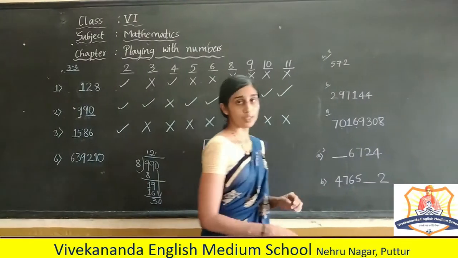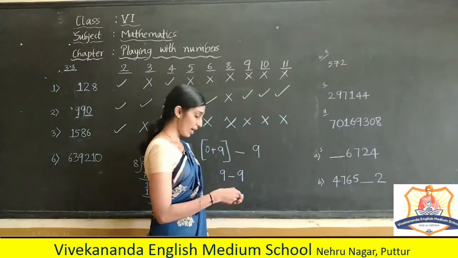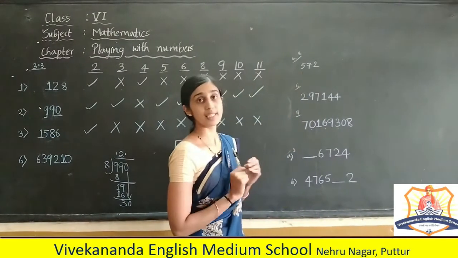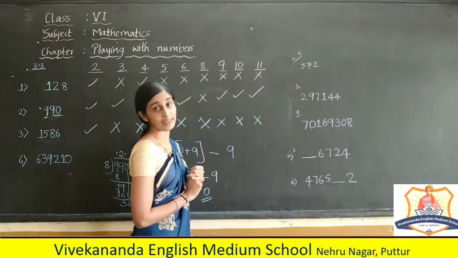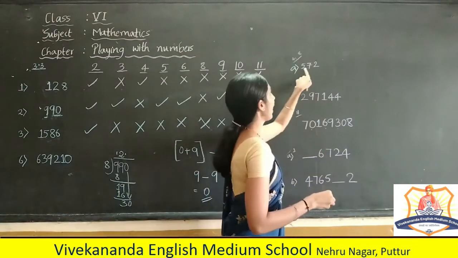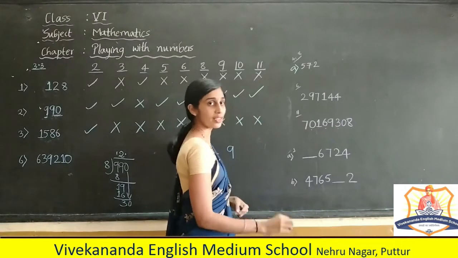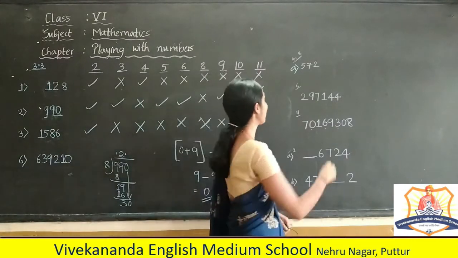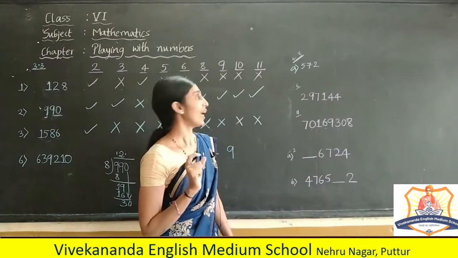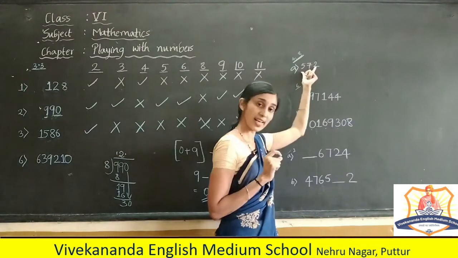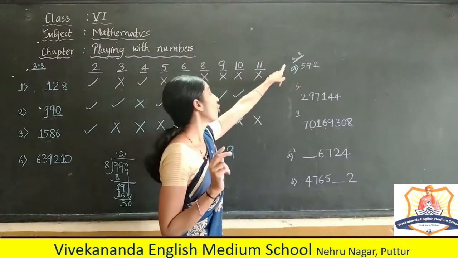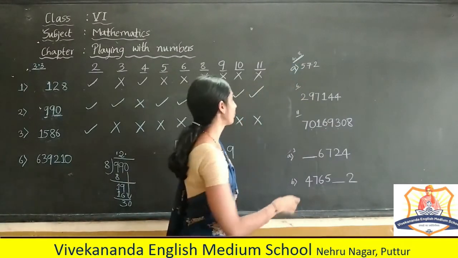Next, come to this point. The next question they have asked in your textbook is, in order to check whether the given number is divisible by 4 and 8, we should check it, right? So here, the first number they have given, 572. How to check this? Of course, as we did it here. But here they have asked in particular to check whether the given numbers are divisible by 4 and 8.